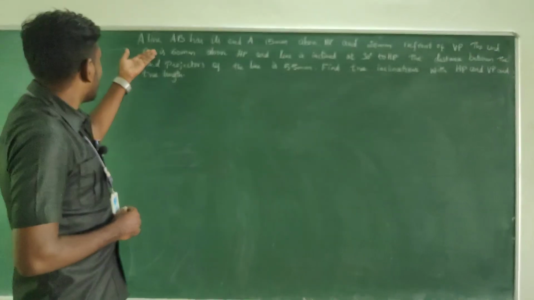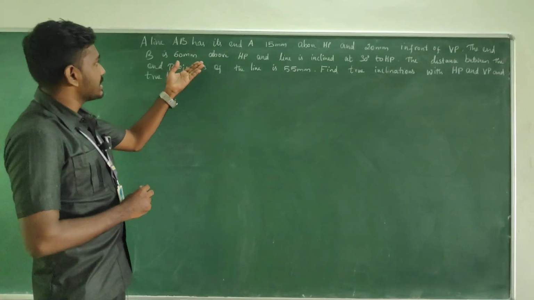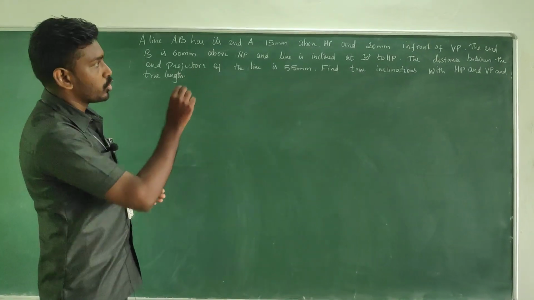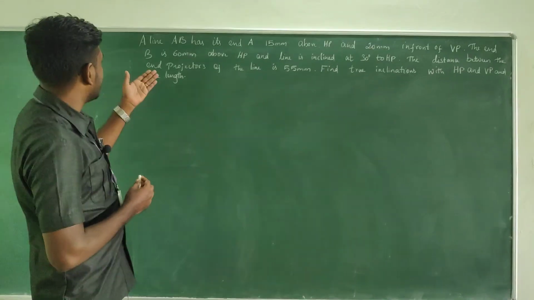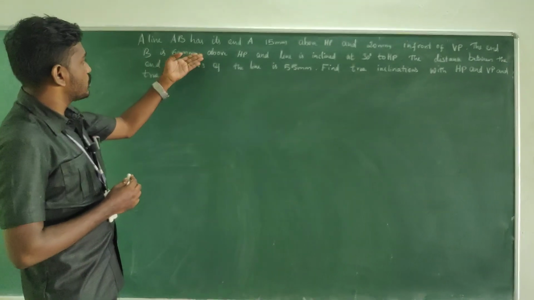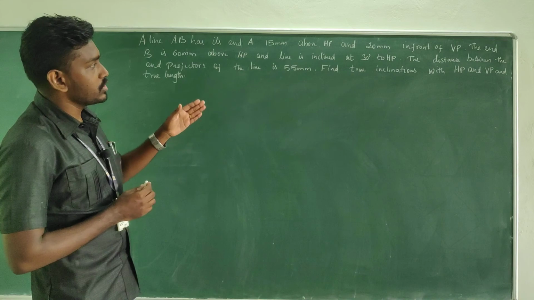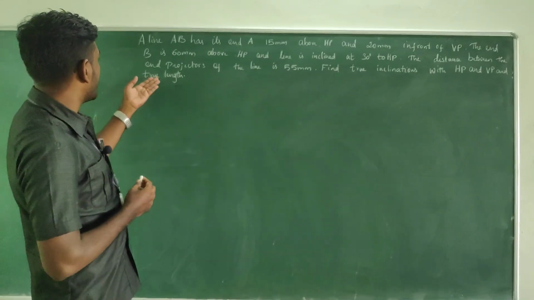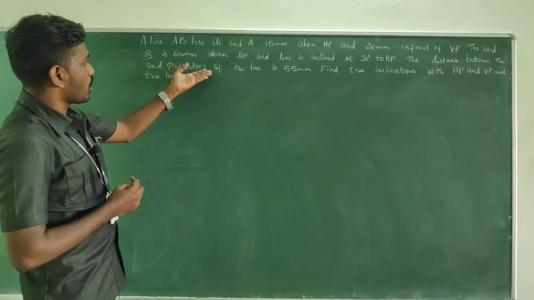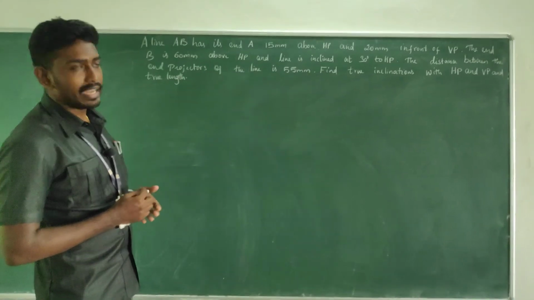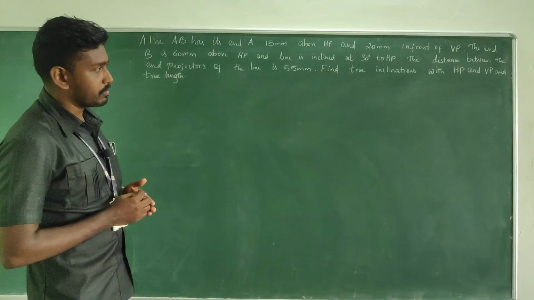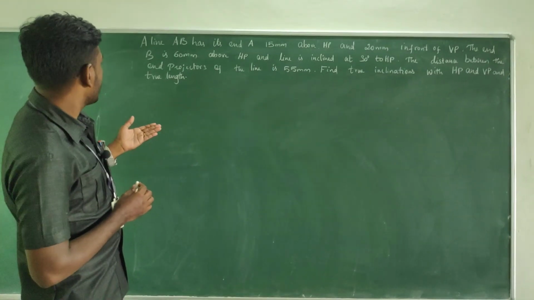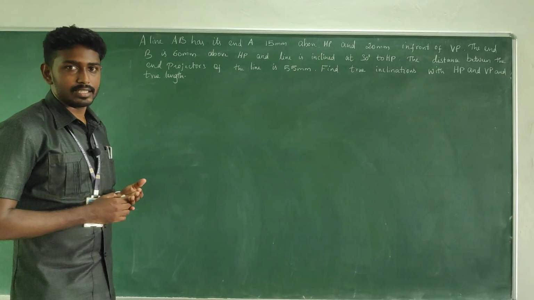The question is: a line AB has its end A 15 mm above HP and 20 mm in front of VP. The end B is 60 mm above HP and the line is inclined at 30 degrees to HP. The distance between the end projectors of the line is 55 mm. Find the true inclination with the HP and VP and the true length.